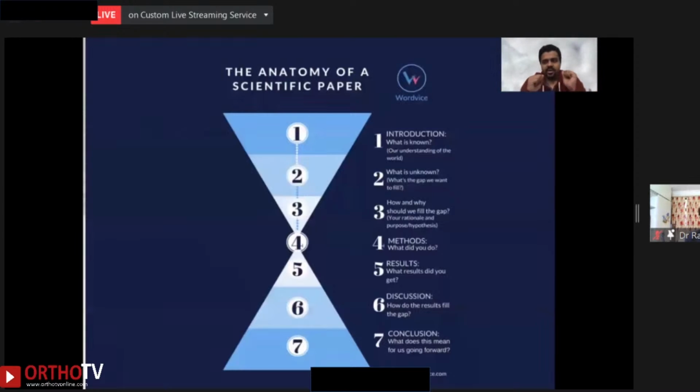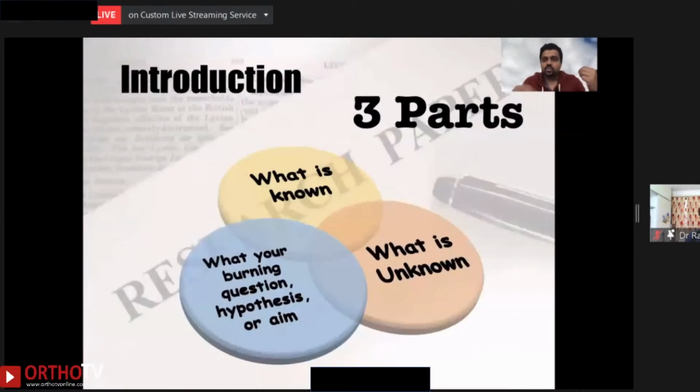So the overall geometry of the paper is like an hourglass, wherein the introduction and discussion will be broad, without much focus, taking references from elsewhere. The core of the paper is the methodology and the results, which will be specific to the research paper. So let's start with the introduction.